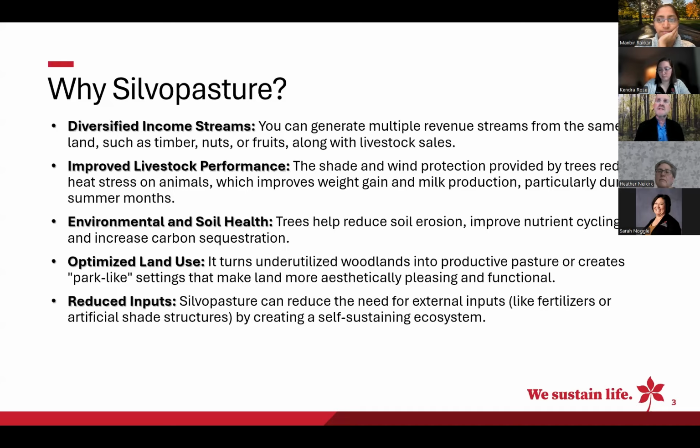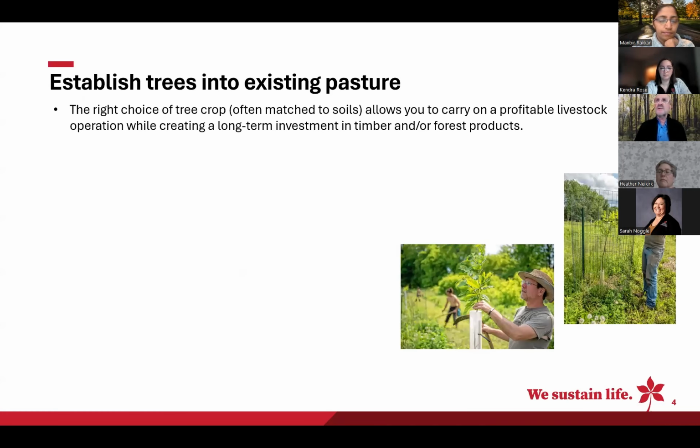You get optimal land use. You're trying to maximize the use of your land. It's not just for one particular commodity, but you actually can diversify that. And depending on the system, it can reduce the need for external inputs like fertilizers, artificial shade structures if that's part of your current management and trying to reduce the stress on your livestock. So there's a couple of different ways that you can do that.